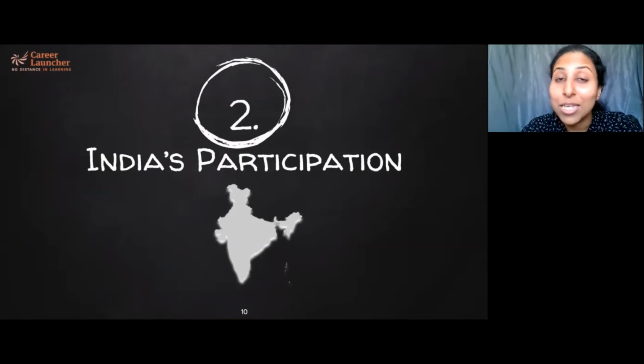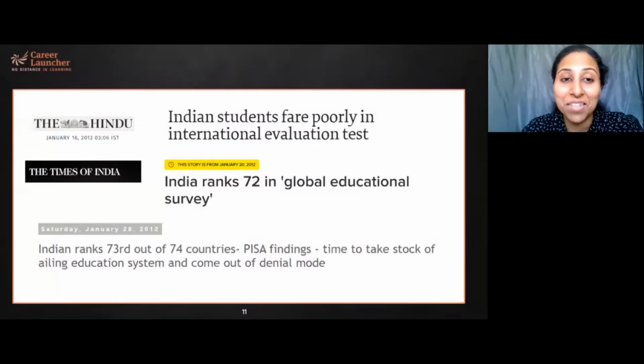The following were some of the headlines that year. Indian students fare poorly in international evaluation test. India ranks 72 in global educational survey. This was overall. And in math, India ranked 73rd out of 74 countries. There was talk about how our education system was ailing and how it was time for us to come out of the mode where we claim that everything is fine with our education system, the way things are being taught, and it can go on in the same way.